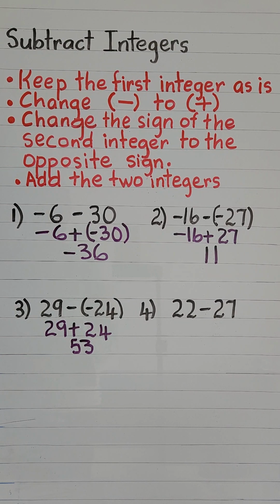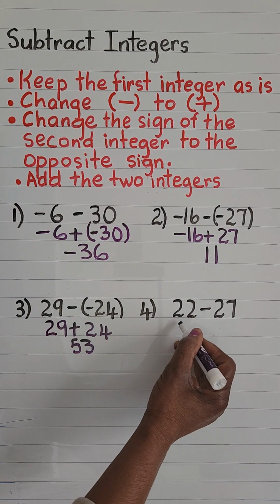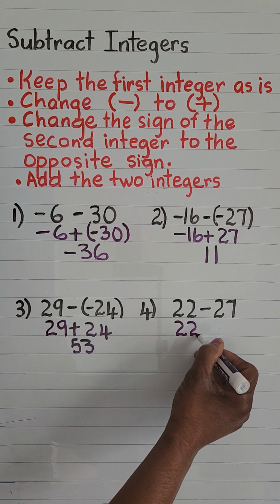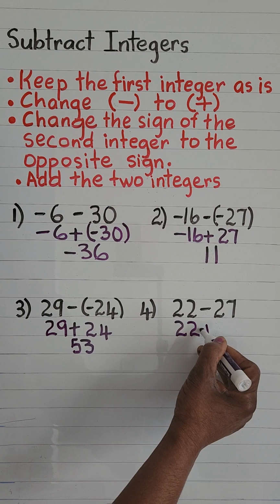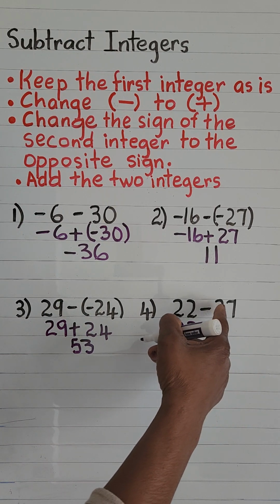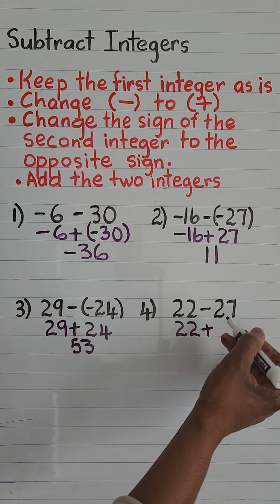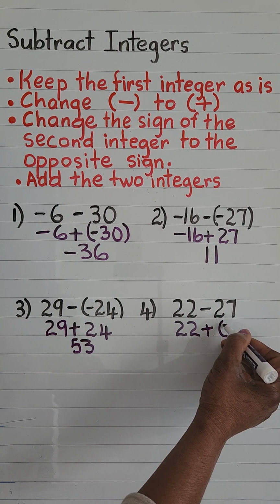Next, 22 minus 27. Keep the first integer as it is, 22. Change the subtraction to addition. And then the second integer will have the opposite sign. So the opposite sign of 27 is negative 27.